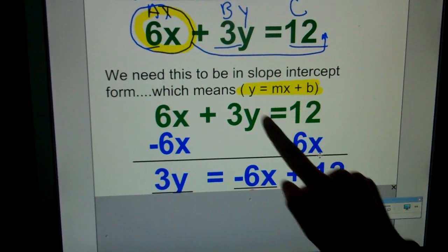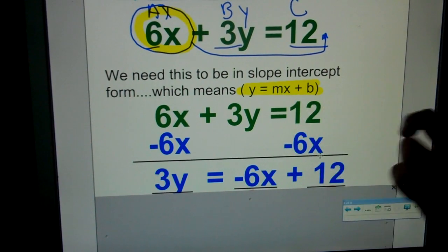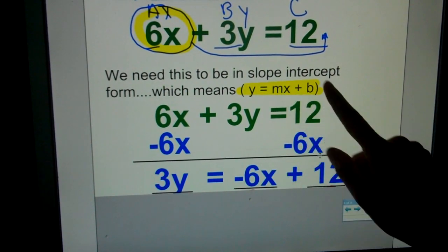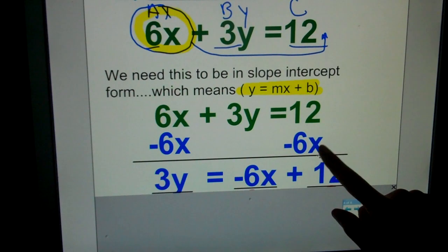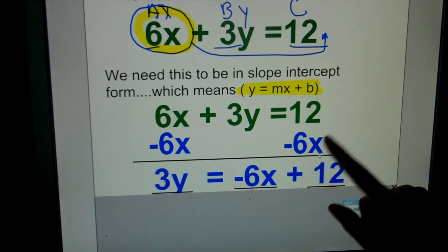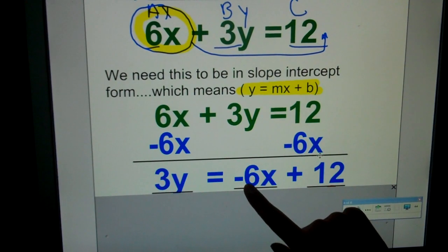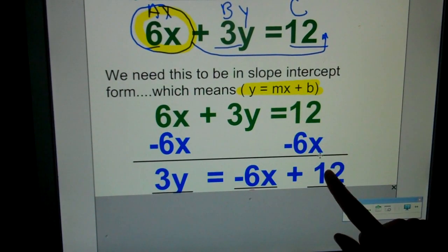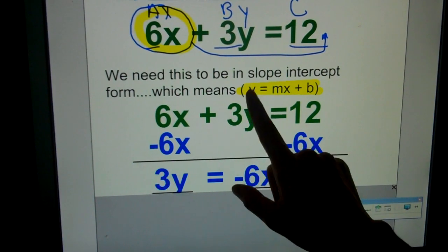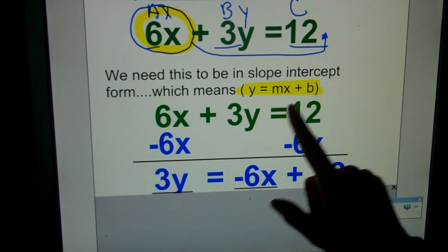But look at this. In our slope-intercept form, which part is in the front? The x part or the number? Well, the x part is in the front. So it would only make sense to me, when I'm bringing stuff down, that I put the negative 6x part in the front and I put the 12 in the back. Okay? I'm still not completely finished because this is y equals mx plus b.